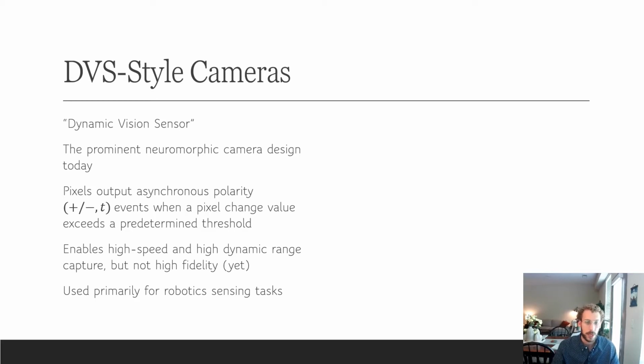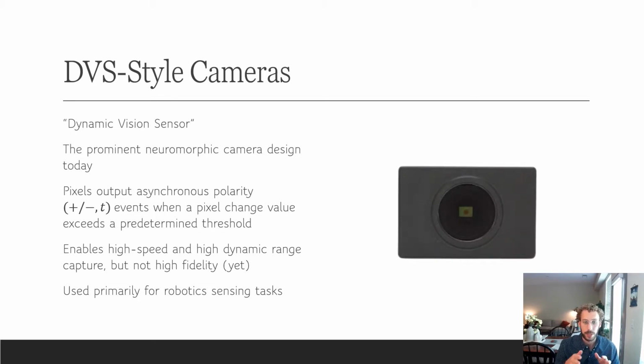And these cameras, instead of capturing framed images, the pixels on the cameras will instead output asynchronous polarity events when the pixel value, the intensity on that pixel, changes across a predetermined threshold. So if the pixel gets a certain amount brighter, it'll output a positive polarity event, and if it gets a certain amount darker, it'll output a negative polarity event. And those events also have a timestamp, and they use that to basically represent a continuous stream of information. These cameras enable high speed and high dynamic range capture, but not very high fidelity yet.